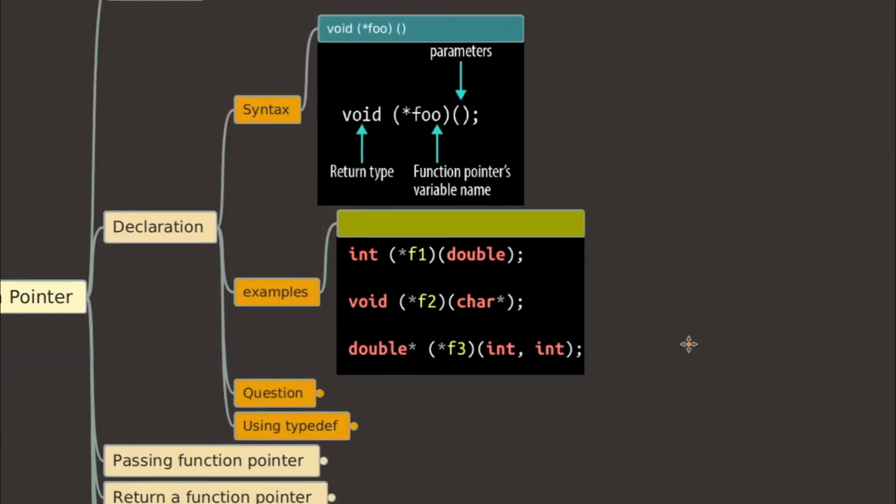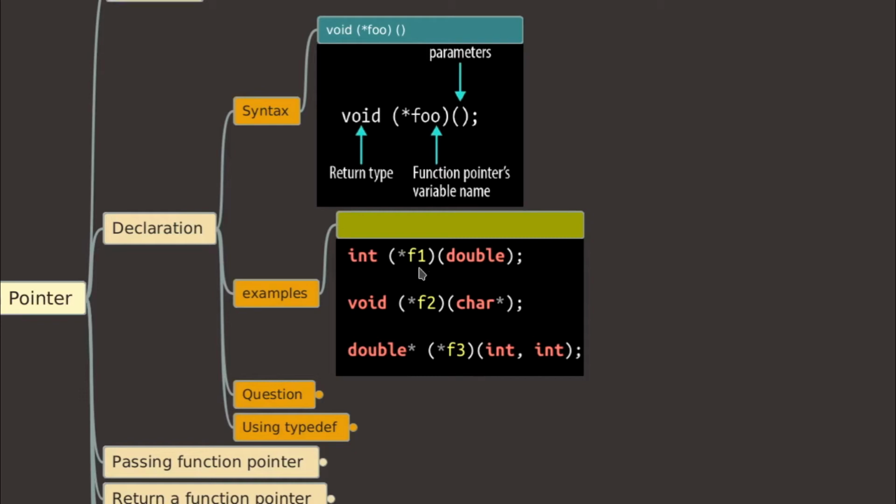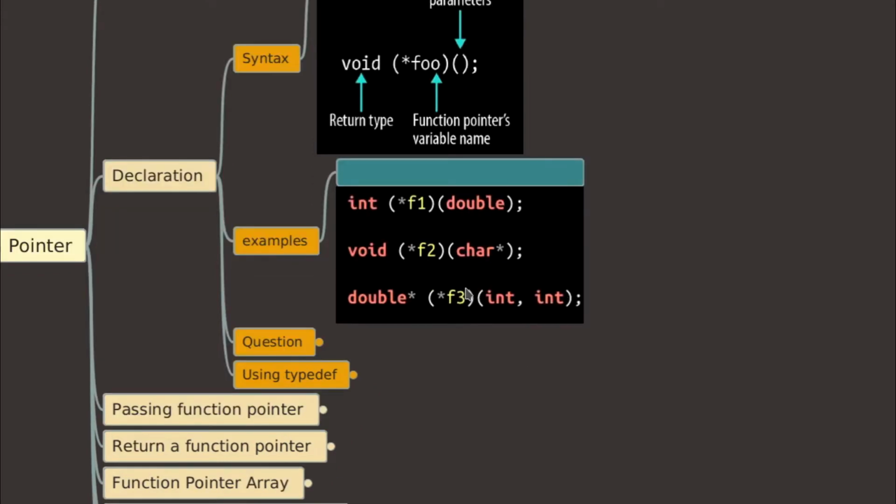Here you can see another 3 examples. Very simple: function pointer 1 f1, function pointer 2 f2, function pointer 3 f3. Basically, what you need to do now is predict what these function pointers could hold. Function pointer f1 can hold the address of a function which takes a double as its input parameter and returns an integer. Like this, f2 takes a character pointer, it can be a character array, and returns nothing. f3 can hold the address of a function which takes 2 integers as its input and returns a pointer to a double.